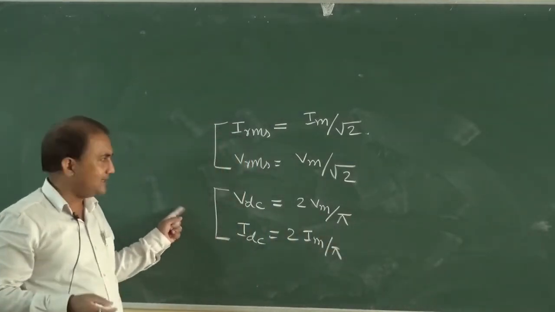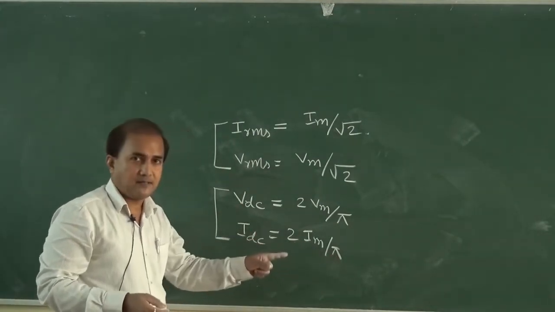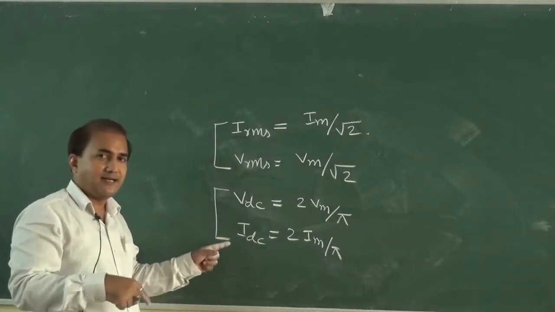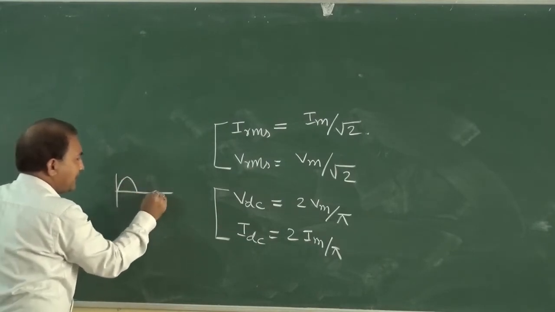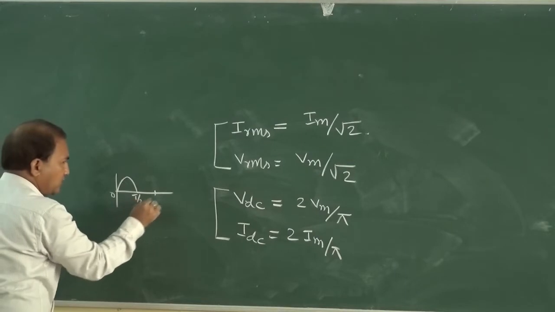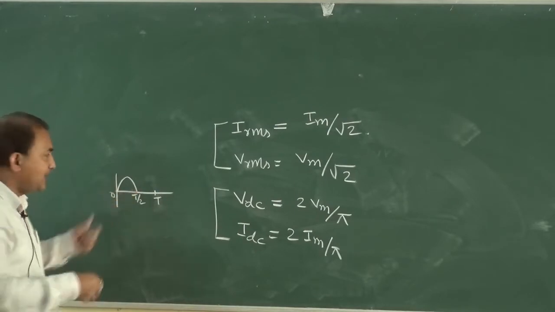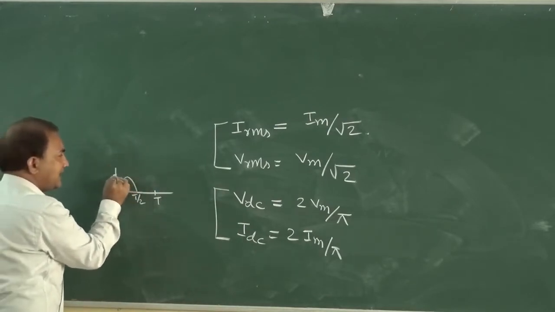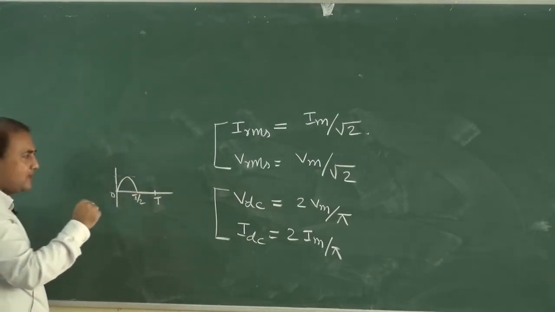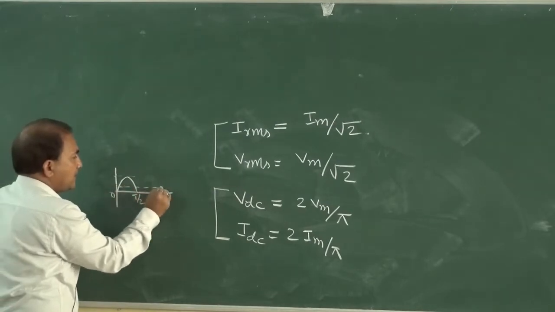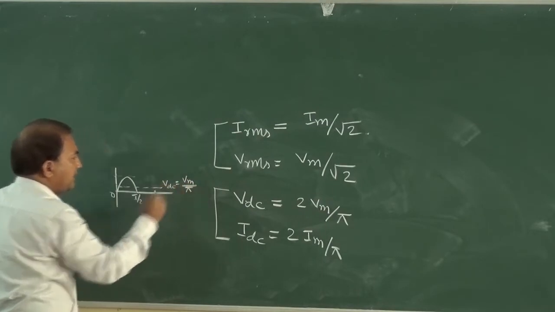In the case of a half wave rectifier circuit, IDC is equal to Im by pi. Here it is 2 times that of a half wave rectifier circuit, because in a half wave rectifier circuit we have seen that during only the positive half cycle, from 0 to T by 2, we were getting the output, and from T by 2 to T it was 0. So VDC was Vm by pi.